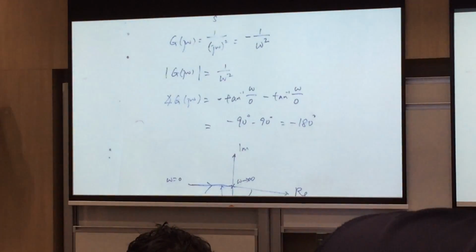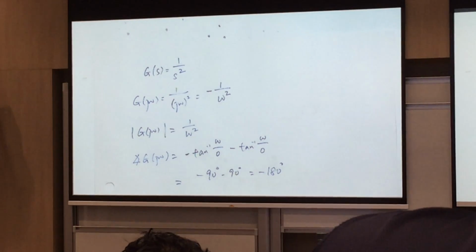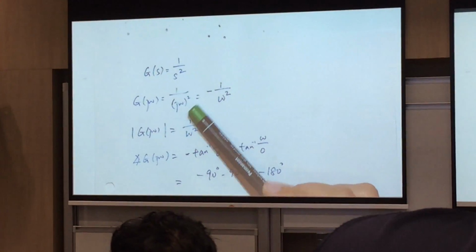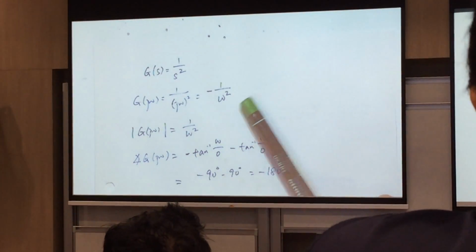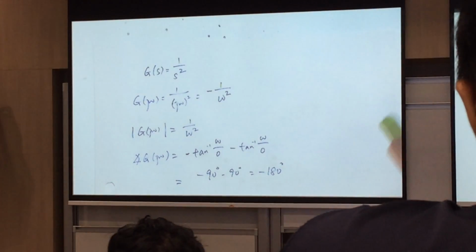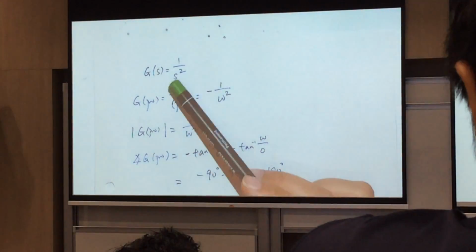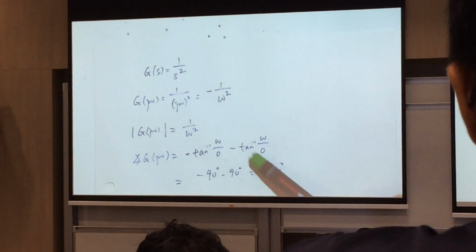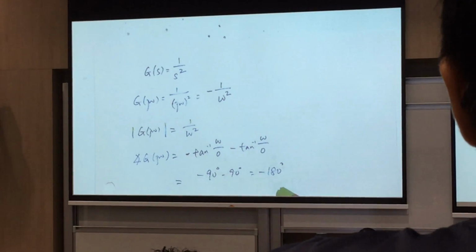If you have a double integrator, which is in your lecture notes, there's no need to copy. Straight away, we can say that S equals j omega, so G is minus 1 over omega squared, and the gain is just 1 over omega squared. For the phase, we have two integrators, so minus tangent inverse infinity minus tangent inverse infinity, minus 90 minus 90, is minus 180.